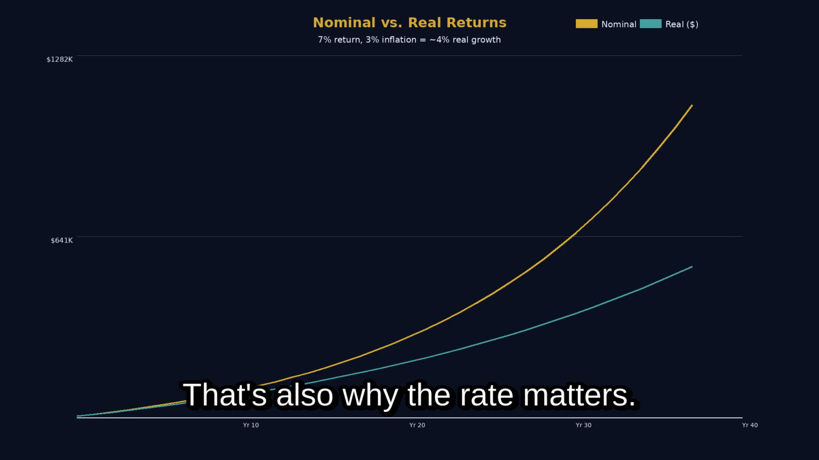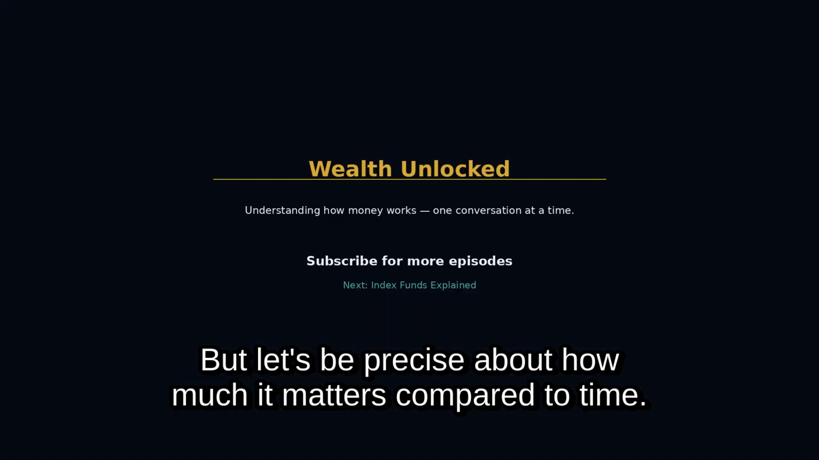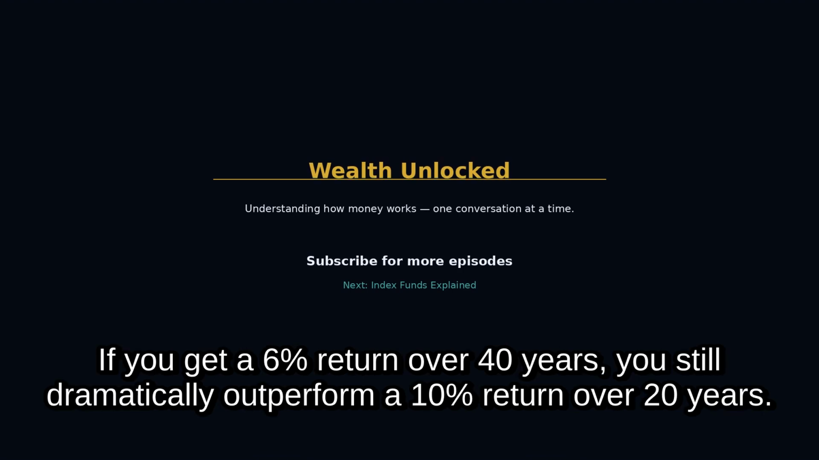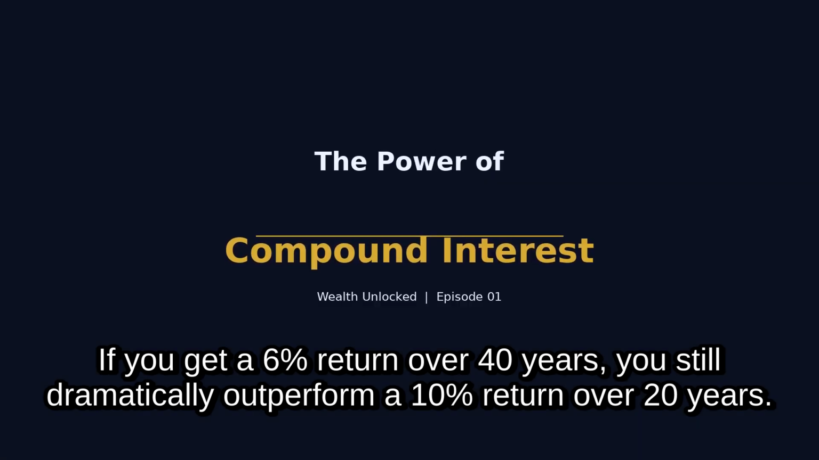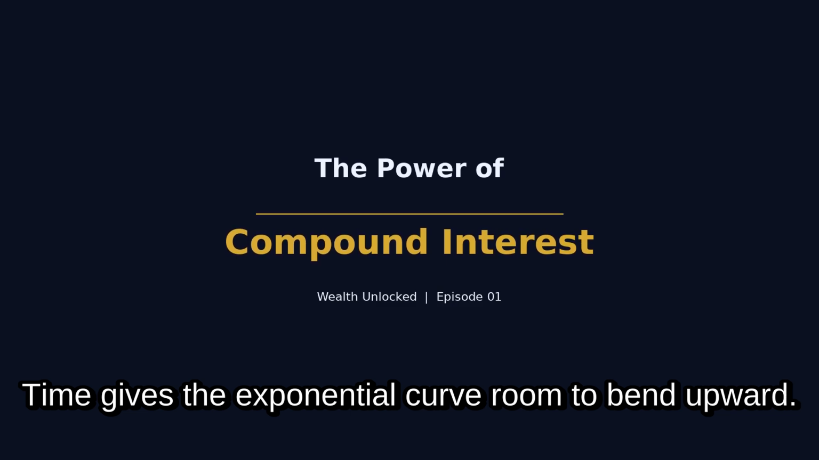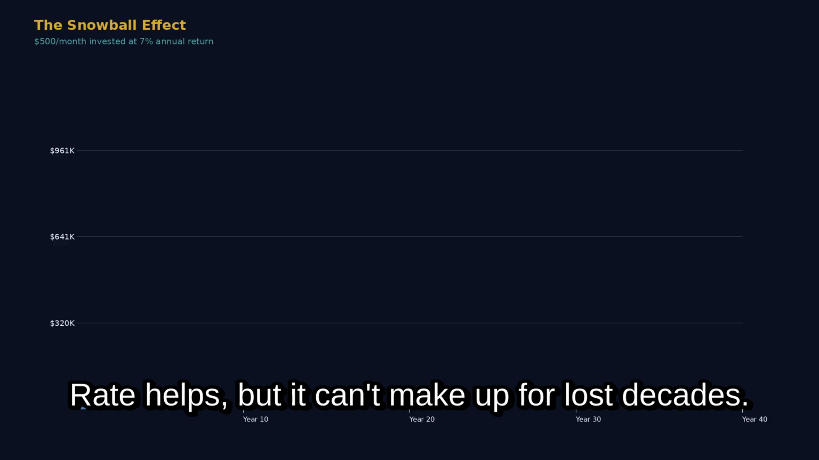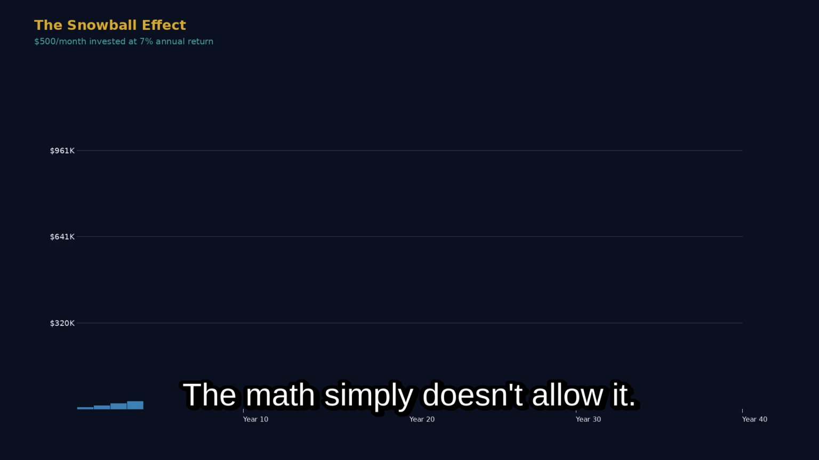That's also why the rate matters. But let's be precise about how much it matters compared to time. If you get a 6% return over 40 years, you still dramatically outperform a 10% return over 20 years. Time gives the exponential curve room to bend upward. Rate helps, but it can't make up for lost decades. The math simply doesn't allow it.